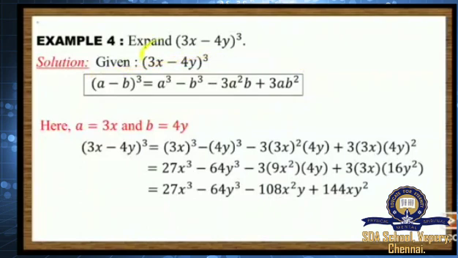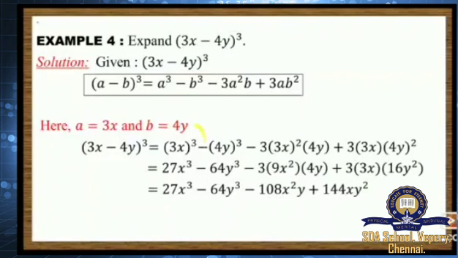So here a equal to 3x and b equal to 4y. So substituting a equal to 3x and b equal to 4y in the above identity, you will get 3x minus 4y the whole cube equals 3x the whole cube minus 4y the whole cube minus 3 into 3x the whole square into 4y plus 3 into 3x into 4y the whole square.